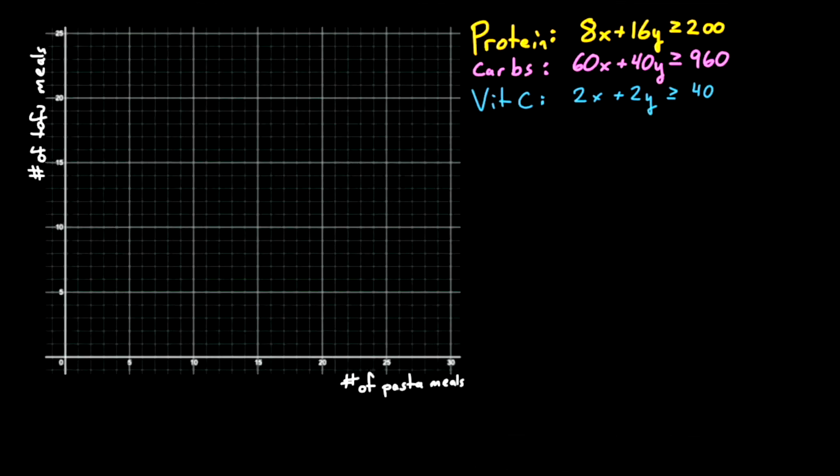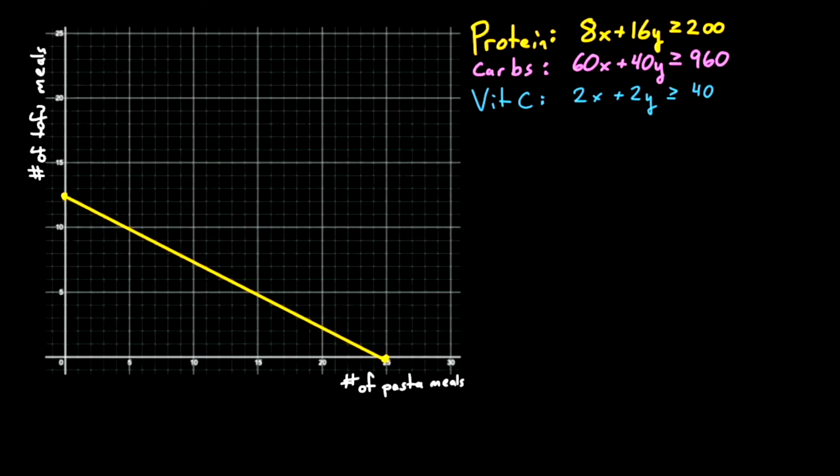So I'll start with protein here. I'm going to plug in 0 for x, right? So if I plugged in 0, this x term would just cancel out, and then I'd have 16y equals 200, basically. So to solve for y, I would divide both sides by 16, and you get 12.5. So the y-intercept, the y value is 12.5, that would go right here. And then if I plugged in 0 for y, this would just go away, and then we'd have 8x equals 200, and if we divided both sides by 8, x would equal 25. So that's our x-intercept. And now we just have to connect those 2 points.